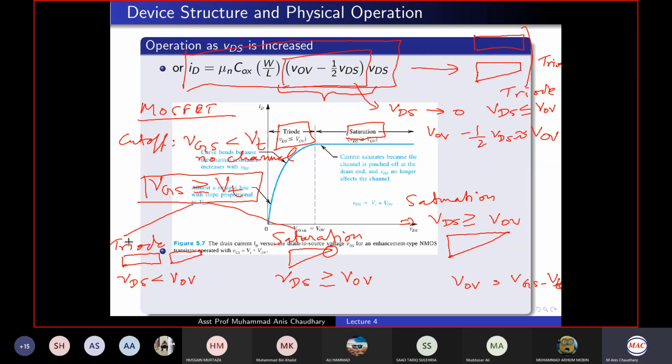तो अभी तक हमने ट्रायोड का केस कवर किए और ट्रायोड के लिए हमने एक एक्सप्रेशन भी निकाल ली है कि ID is Kn prime W by L VOV minus half VDS times VDS. So this is the case that we have covered, triode. Let's take a look at what happens when VDS becomes equal to VOV.